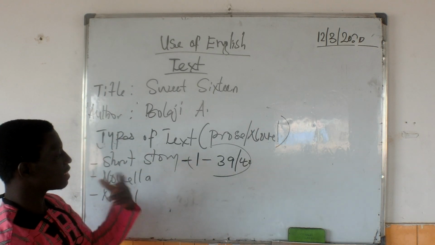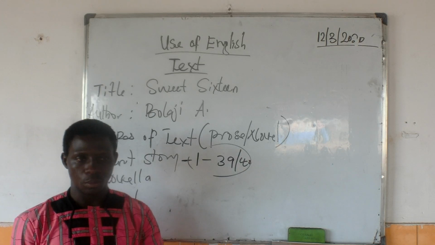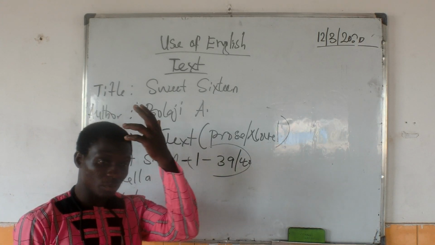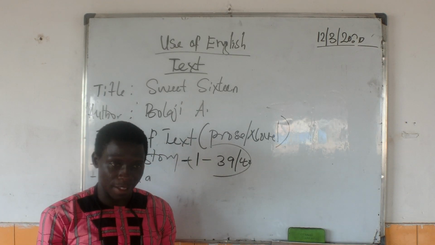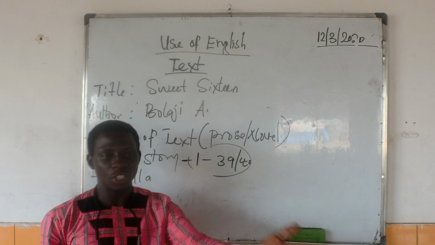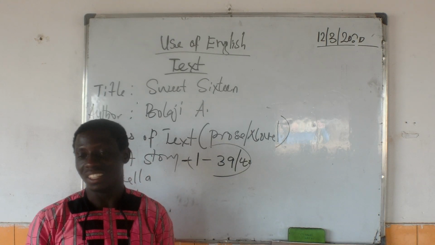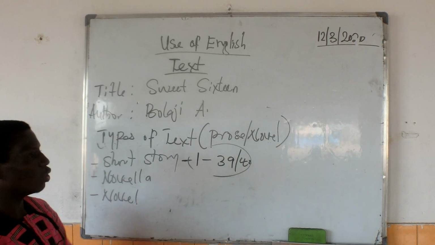Then there's a sense of elementary knowledge in it because of the picture. Once you see a picture, it sends a message to the medulla oblongata, and the main brain interprets that picture. Then you understand what the writer is trying to say or what the writer is doing. So that's what we call short story.